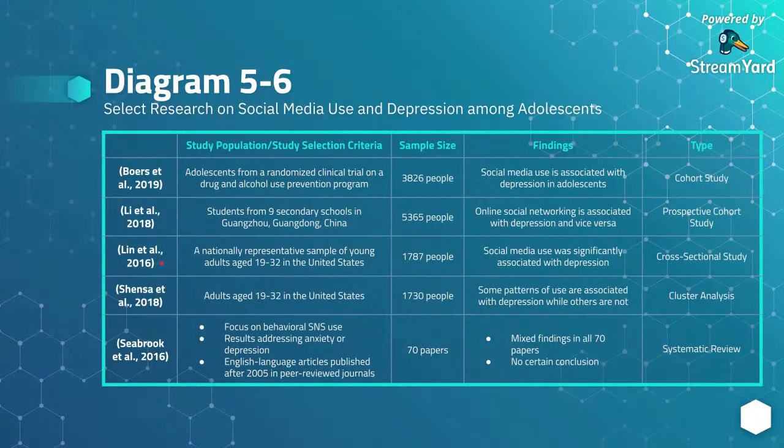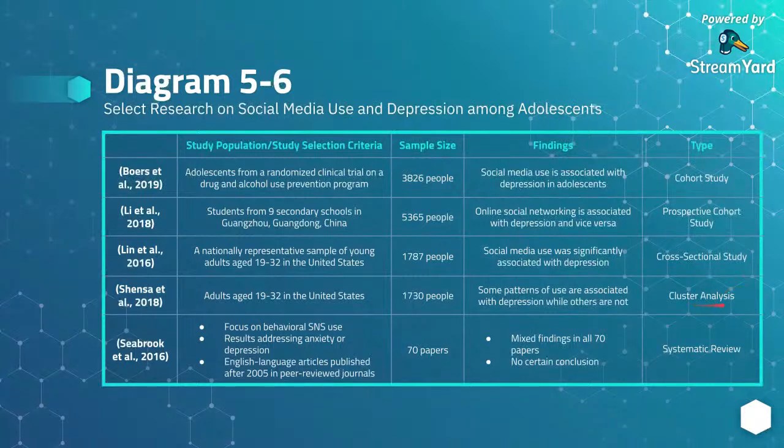Another study, which happened earlier, was a study of 1,787 young adults, aged between 19 and 32. It was a nationally representative sample of youth in the U.S. This study also concluded that social media use was associated with depression. This cross-sectional study found that. But again, it cannot confirm that social media use causes depression. It can confirm that it was associated with it.